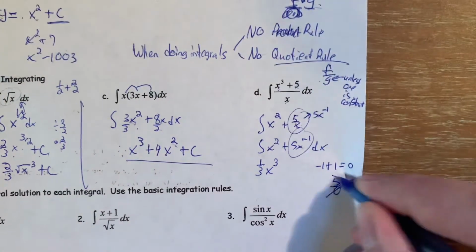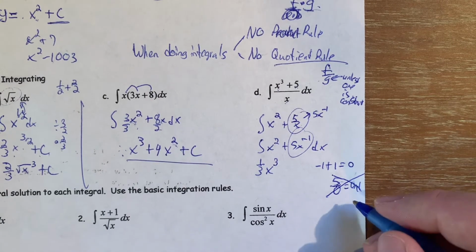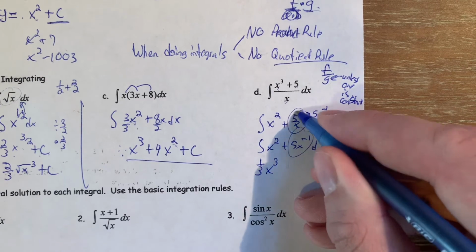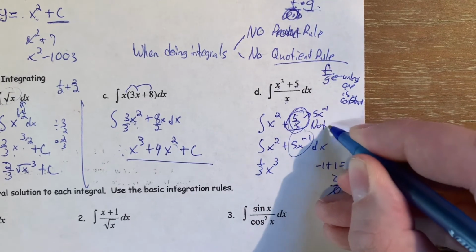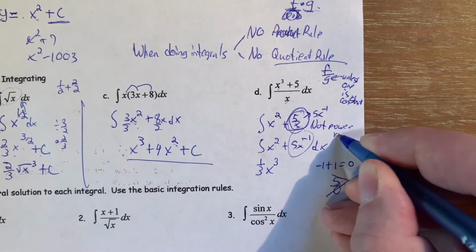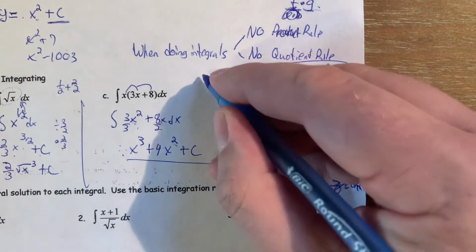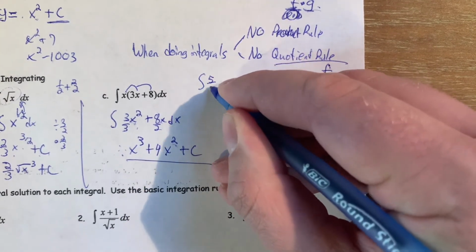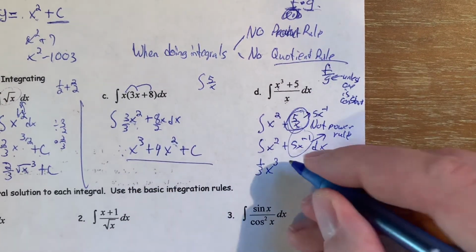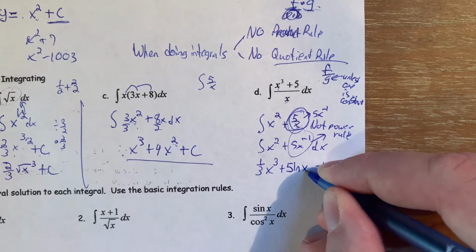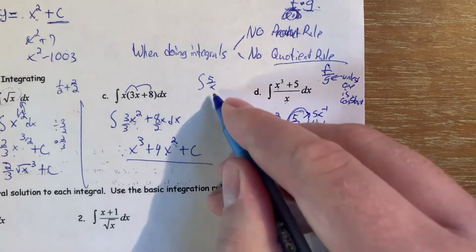This should set off alarm bells. This is not power rule. What is it? What is the antiderivative of 5 over x? It is 5 natural log of x. The derivative of the natural log is 1 over x.